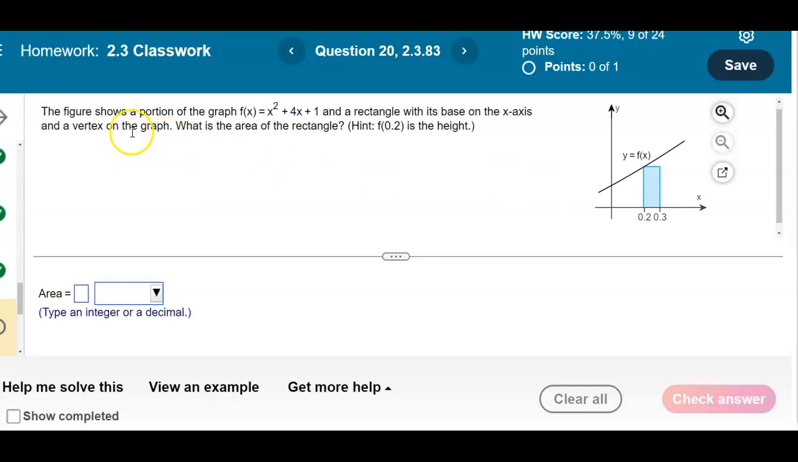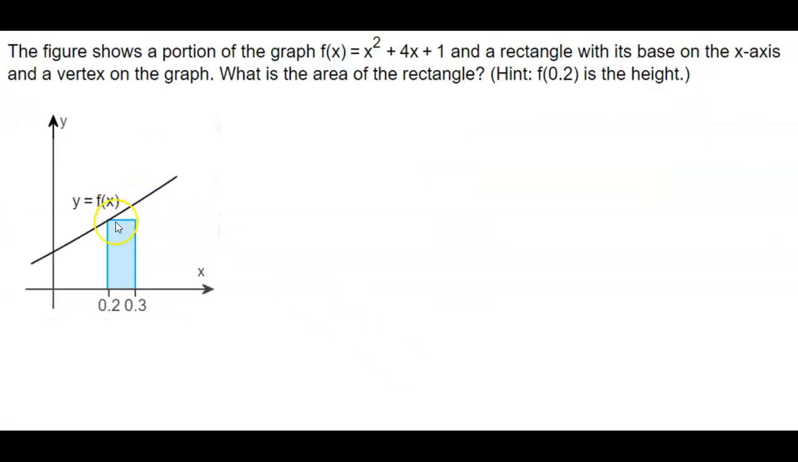The figure to the right shows a portion of the graph f of x equals x squared plus 4x plus 1 and a rectangle with its base on the x-axis and a vertex on the graph. What is the area of the rectangle? And it says, hint, f of 0.2 is the height. Okay, so here is our graph, right? And we want to be able to find the area of the rectangle.